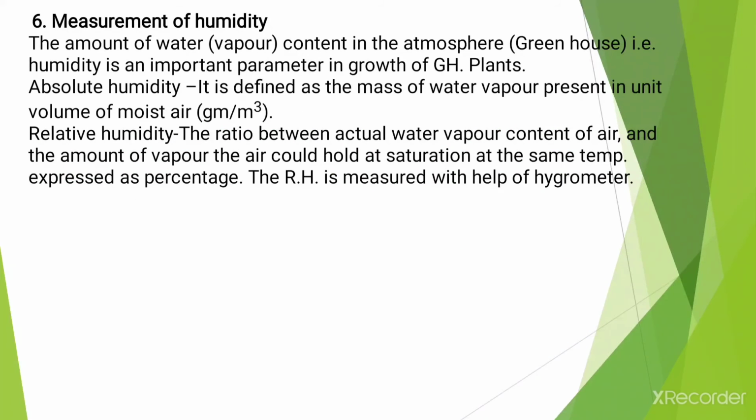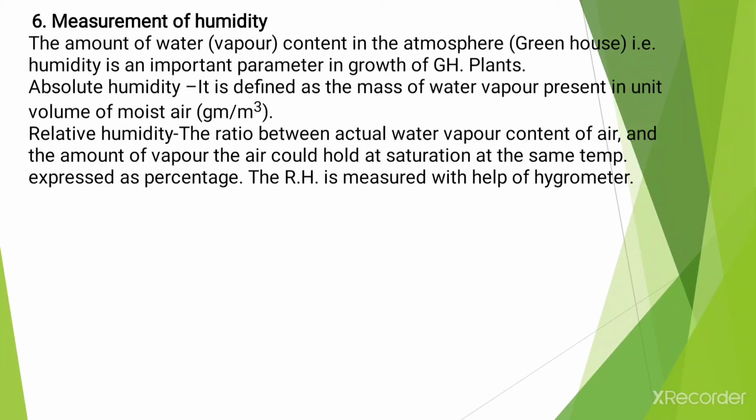The next is measurement of humidity. The amount of water vapor present in the atmosphere is called humidity, and it is an important parameter in the growth of greenhouse plants. Now what is meant by absolute humidity? It is defined as the mass of water vapor present in a unit volume of moist air, and that is given in the unit gram per meter cube.